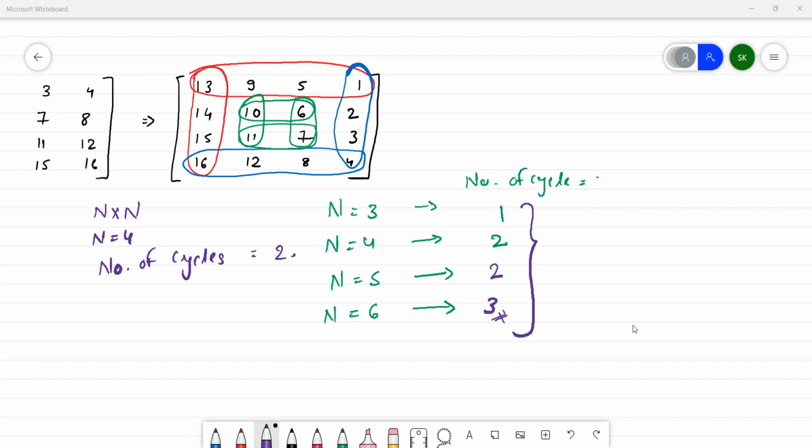Yeah, anyone? For one, basically, it is nothing but whatever your n is, number of cycles is n by 2. Correct. If your n was 3, not modulus, n by 2. So if it was 3, then you got 1 as your answer. If 4, you got 2 as your answer. If 5, again 2. And if 6, you got 6 divided by 2, 3. Clear?